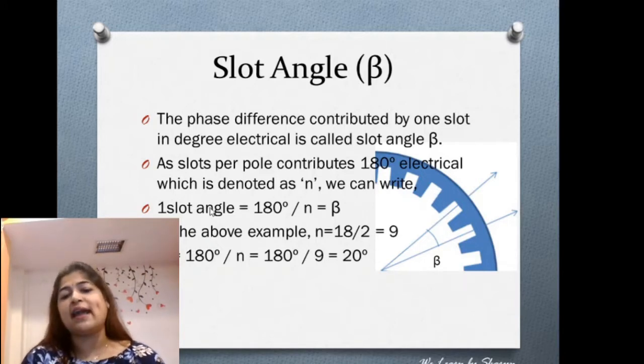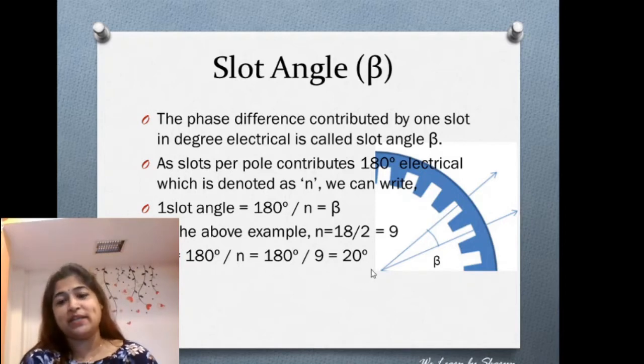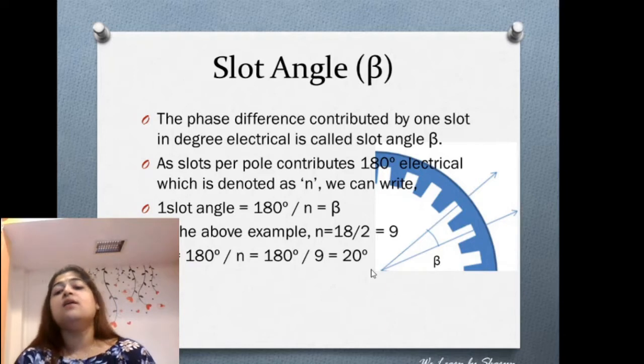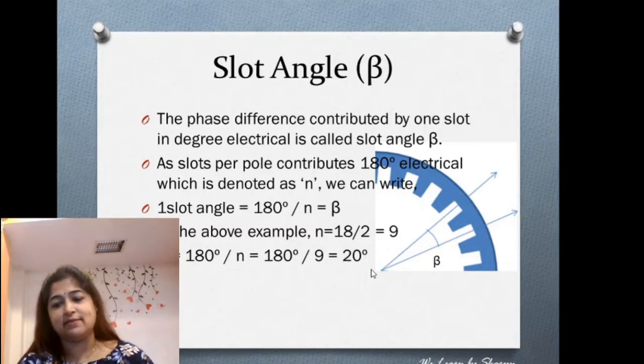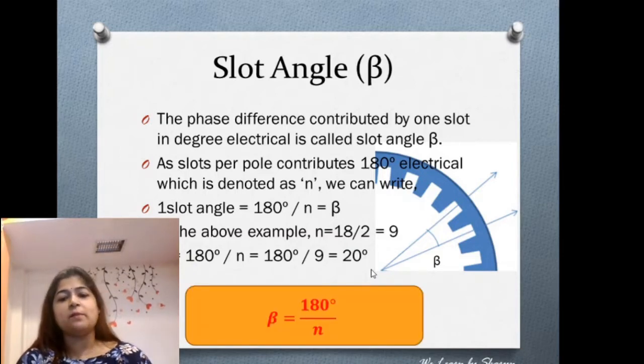Yes. So one slot angle beta is equal to 180 degrees divided by slots per pole, that is N. For the above example, we know that N is 18 slots divided by 2 poles, which is 9. So beta will be equal to 180 by N, that is 180 by 9, which is 20 degrees. So for this particular example, the value of beta, which is the angle between two adjacent slots, is 20 degrees. Clear? So beta is given by 180 degrees divided by N, where N is the number of slots per pole. Very, very important formula to calculate the value of beta.